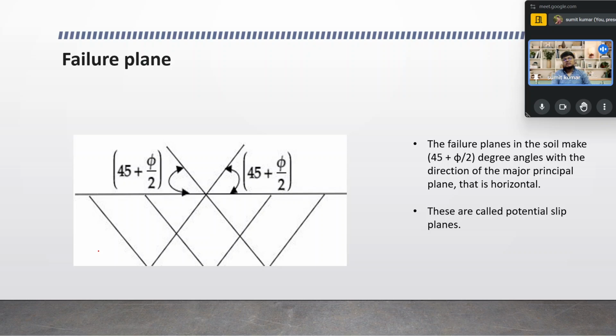Okay. Now you see the failure plane. Over here the failure plane is represented, and the failure plane in the soil makes an angle of 45 plus phi by 2 degrees with the direction of the major principal plane, that is horizontal. These are called the potential slip surfaces. Over here, as it has been written that it makes angle 45 plus phi by 2, that is represented in the diagram as well in the figure.